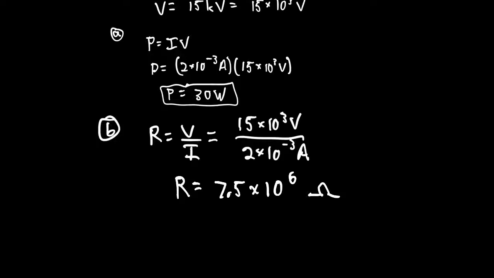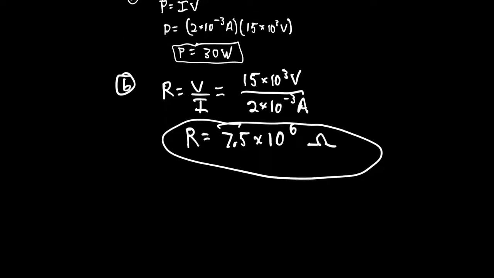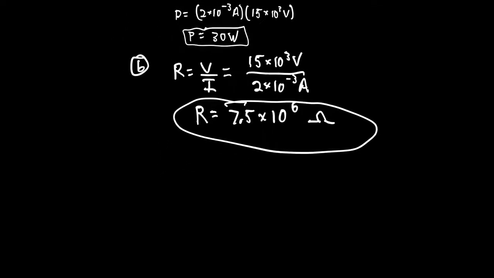Only got that one. It takes a while. It takes a second. 7.5 times 10 to the 6 ohms. So that's the resistance. Not the people that hate the current government. Resistance. Yeah. I'm trying. I'm tossing and lobbing them out there. See what sticks.